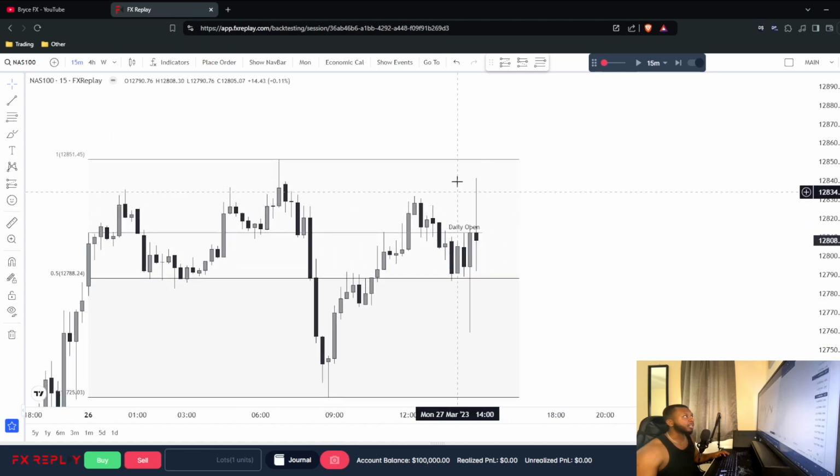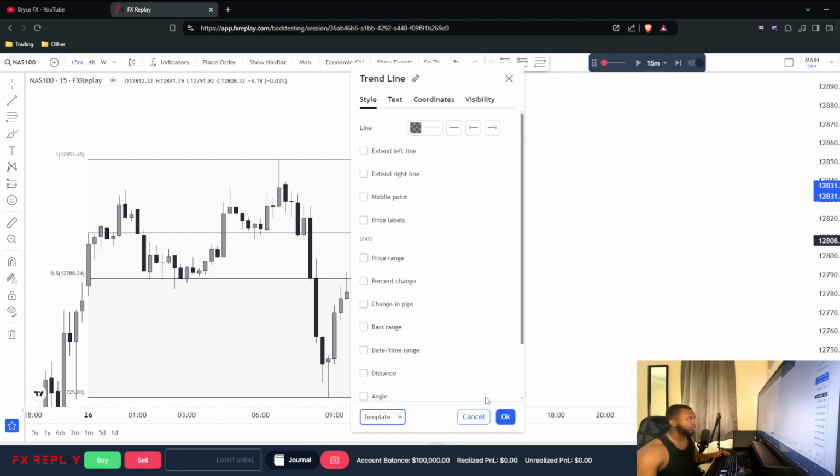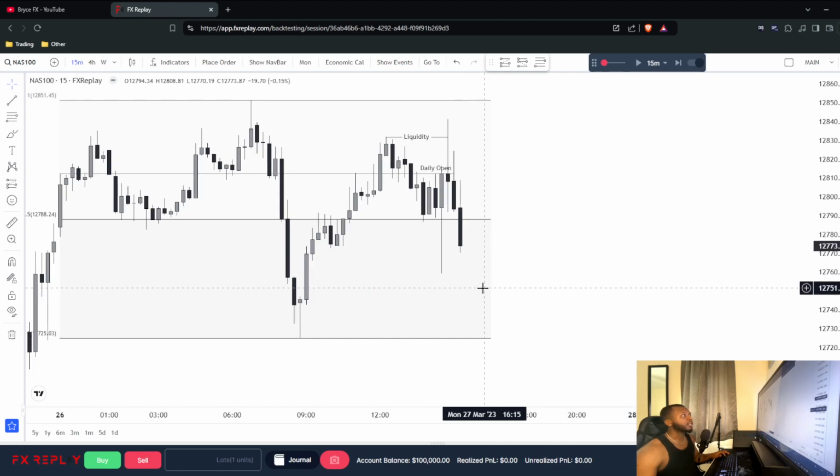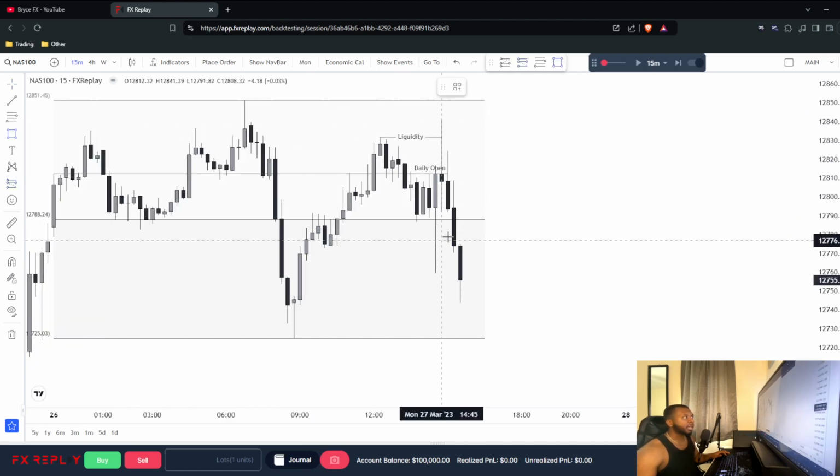So as you can see here, already what I've noticed is this liquidity to the upside which has been taken. So we'll mark that as liquidity taken to the upside. Let's see what happens now. Okay, so it starts to go bearish now. The next thing I like to do is mark where the fair value gaps have formed.